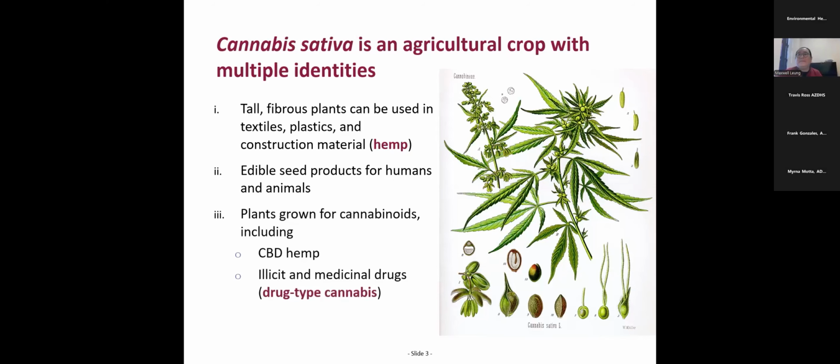Now the third use of cannabis, and this is probably the one that has the most attention, is the use of cannabis sativa for CBD and THC production. If you're growing cannabis sativa to produce CBD, those crops may not have a high level of THC, and they are called CBD hemp. Most of the attention related to this species is associated with its use for illicit and medicinal drugs, so drug-type cannabis.